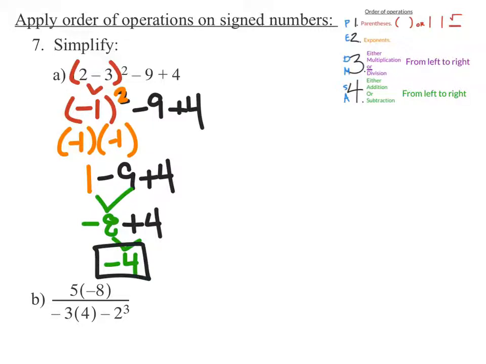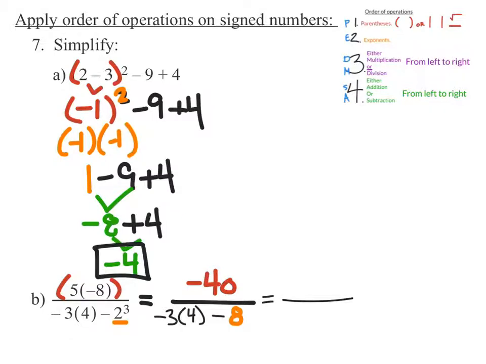On this next problem, I would focus on the numerators and denominators separately. So in the numerator, got 5 times negative 8 there, which is negative 40. And that's as simplified as the numerator can get. But the denominator, we've got to do the exponent first. 2 to the power of 3, which is 8. 2 times 2 times 2.